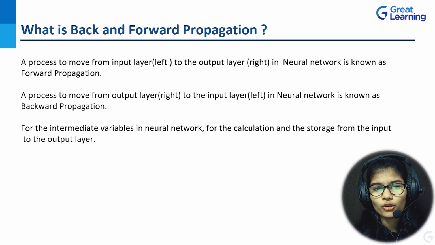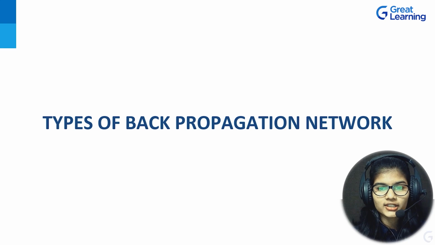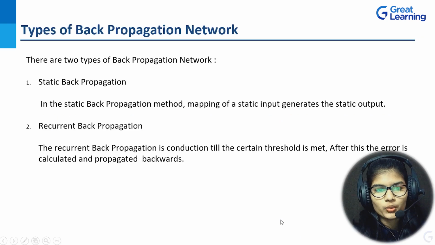Okay. So I hope I am clear with what is backward and what is forward propagation. How do these things take place, how are these respective things working, and what is the use of these things? Great. Hope I am very clear with what is back and what is forward propagation. So now let's learn about what are the types of the back propagation network which we have here. Okay, so let me take you forward.